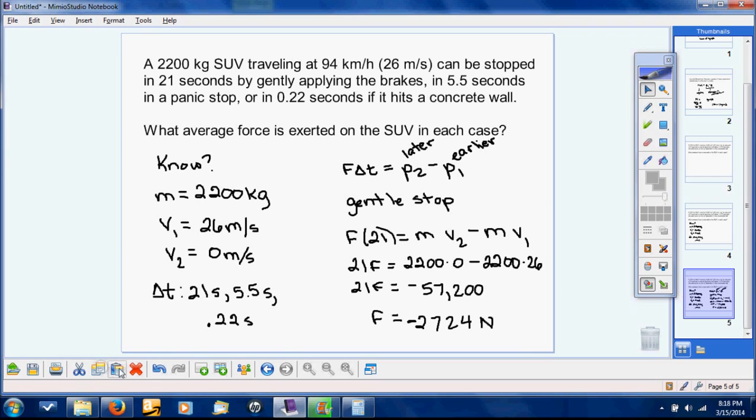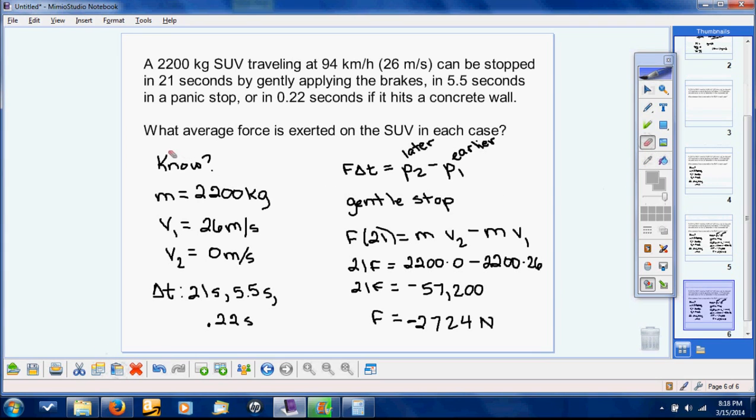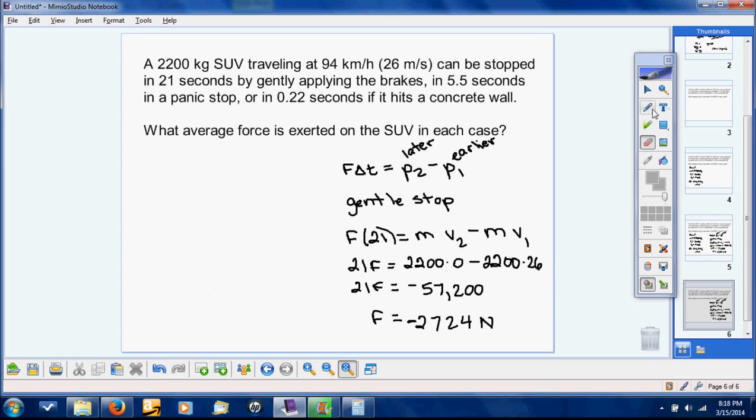So let's take a look now at the panic stop. Okay, the panic stop. So the panic stop, we have, again, F delta T, but our T has changed to 5.5. But our momentum is the same. The momentum is still negative 57,200. So what we need to do to calculate is divide by the 5.5. Keep in mind we're dividing by a smaller number. So dividing by a smaller number, you're going to expect that the force is going to be a greater number.